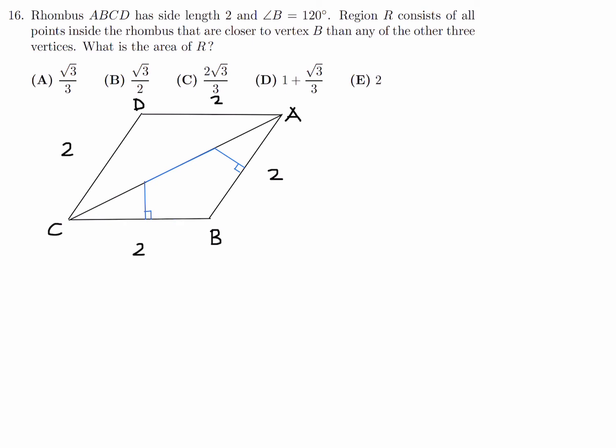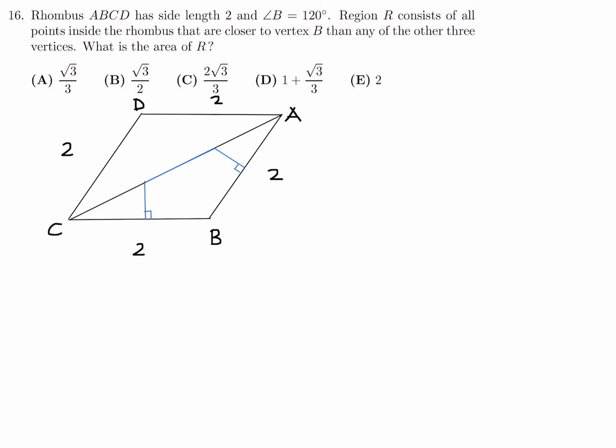So this region right here, that is R, because any point that I draw in here is closest to B than to any other vertex. And I hope you can see that. Here, no, it's closer to A. If I draw a point here, it's closer to C. But if I draw a point anywhere in here, it's closest to B. So that is the initial setup of the question.